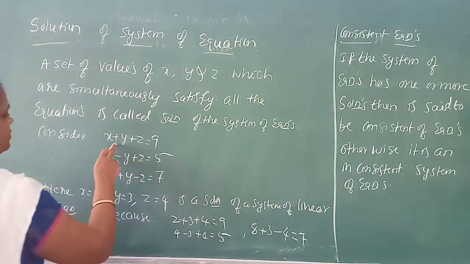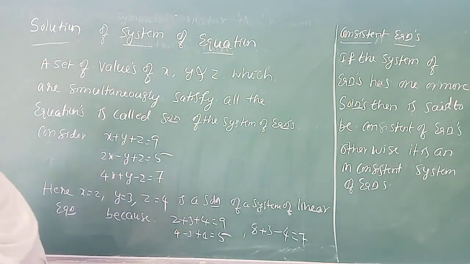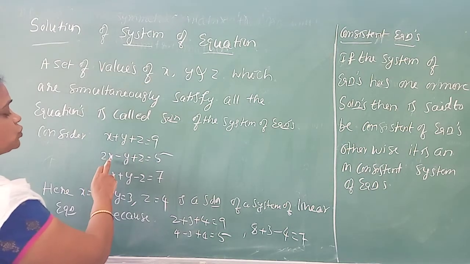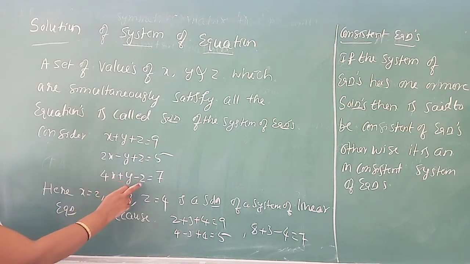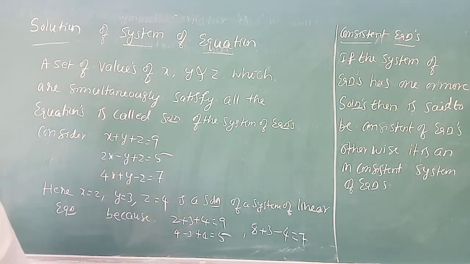See, x plus y plus z is 9. And another one is 2x minus y plus z is 5. 4x plus y minus z is equal to 7. These are the three equations.